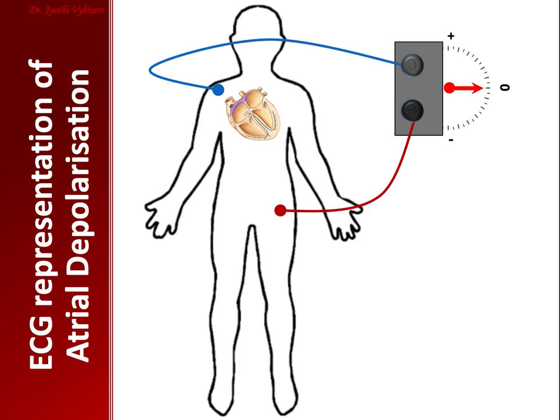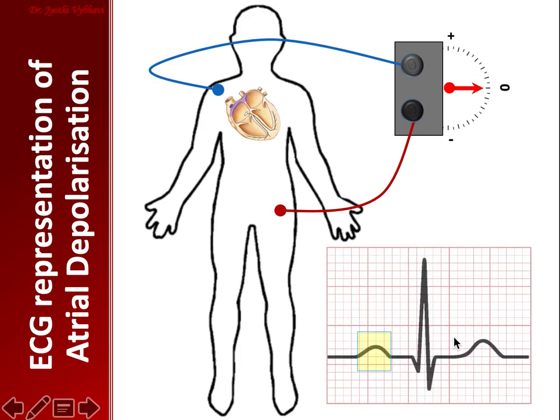The first electrical event was that the SA node has fired and there is depolarization of the right and left atrium. The atrial depolarization vector, as we studied just now, is downward and leftward. So it comes like this, facing towards the positive electrode. When the depolarization wave of the atrium moves towards the positive electrode, we get a positive deflection. The needle will move upwards. This moderate velocity upward wave is called the P wave.